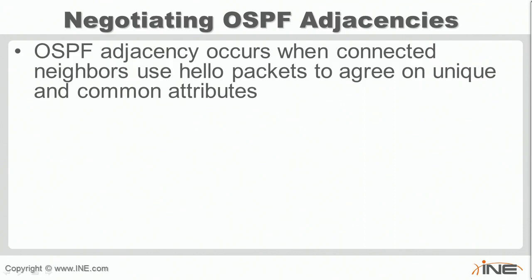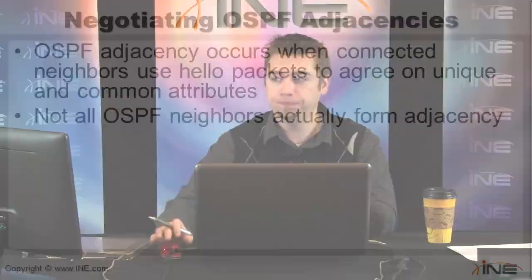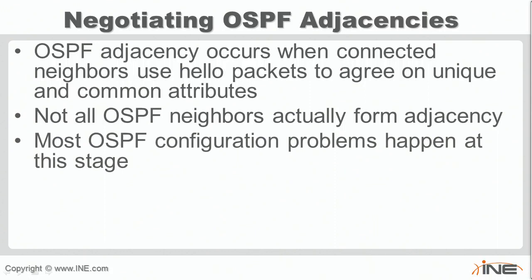Some of them need to be common attributes, some of them need to be unique values. We'll see that in certain circumstances, not all of the neighbors are actually going to form adjacencies. So just like EIGRP, there are technically 2 different states where you can have a neighbor and you can have an adjacency. All adjacencies imply that they are neighbors, but not all neighbors are necessarily adjacent. This is where the vast majority of problems are going to come in with your actual implementation of OSPF. If there's something wrong with one of these attributes, the routers can't form the adjacency and then they can't exchange any of the updates.